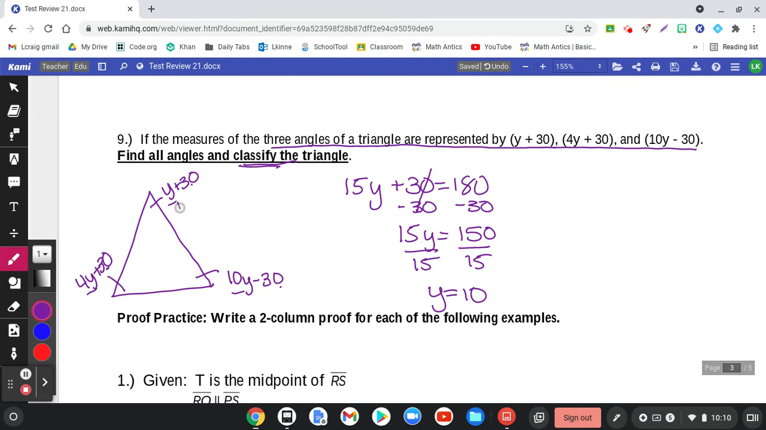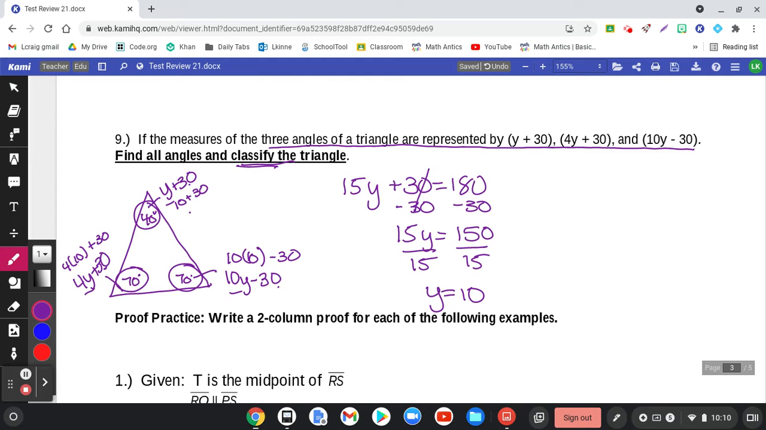So if I plug it in, 10 plus 30 is 40 degrees. There's one of our angles. 4 times 10 is 40, plus 30, 70 degrees. And over here, 10 times 10 is 100 minus 30 is also 70 degrees. So there's two ways you can name this. We can name it based on the angles. They're all acute. So it's an acute triangle. Now, because you have two that are the same, that means you have two sides that are the same. So it's also isosceles.